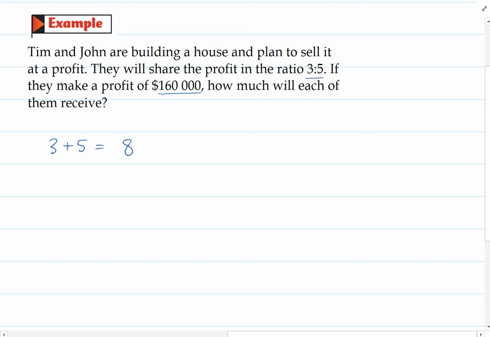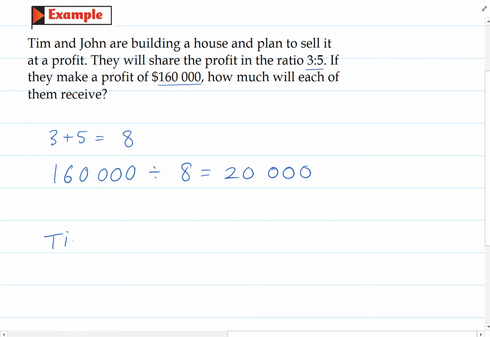So what we're going to do is split the profit of 160,000 into 8 parts. Alright, so that will be 160,000 divided by 8, which will be 20,000. So each part of the ratio is 20,000. So Tim gets 3 parts and John gets 5 parts. And so I'll write that here, 3 parts and 5 parts.